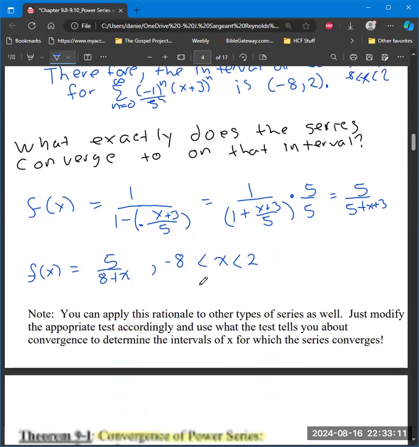So what exactly does the series converge to on that interval? So we would have a function f of x equal to 1 over 1 minus r. Remember, r was negative, so subtracting a negative there is going to be a positive. I don't like that denominator there, so I'm going to multiply by 5 over 5, and I get 5 over 5 plus x plus 3. So that's 5 over 8 plus x, or x plus 8. And it converges to this as long as we're on that interval of convergence from -8 to 2.